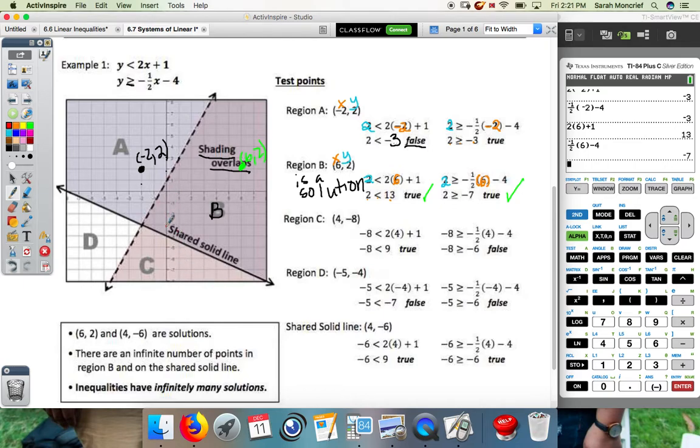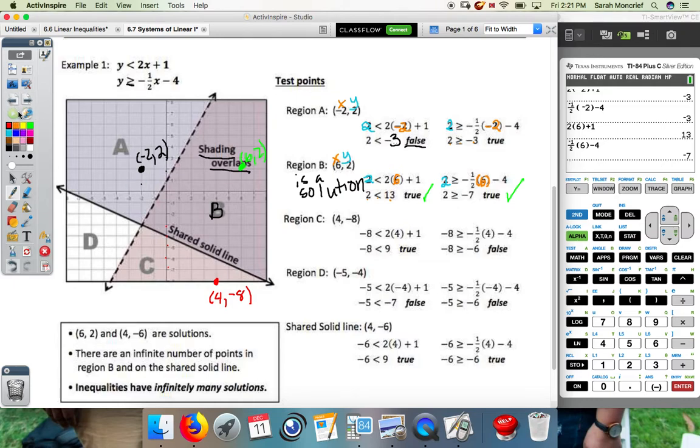1, 2, 3, 4, 5, 6, 7, 8. Okay, so it's going to be right here on the line. So 4, negative 8. All right, here we go. 4, negative 8. Now, is 4, negative 8 in the overlapping region? No. But I still want to check it out algebraically with x and y.